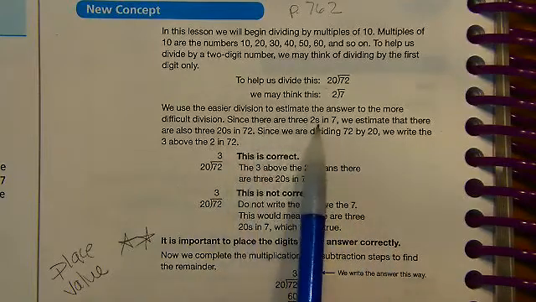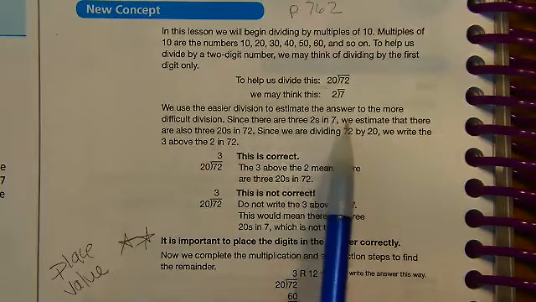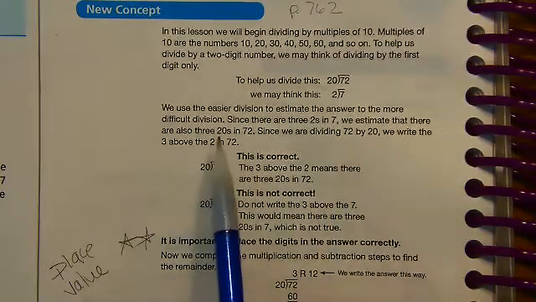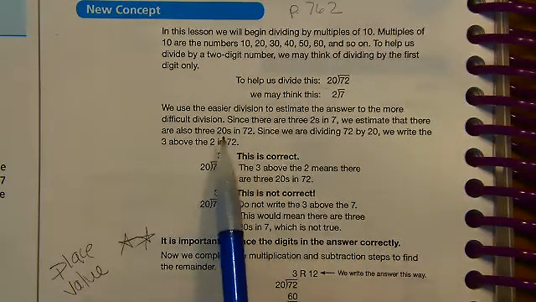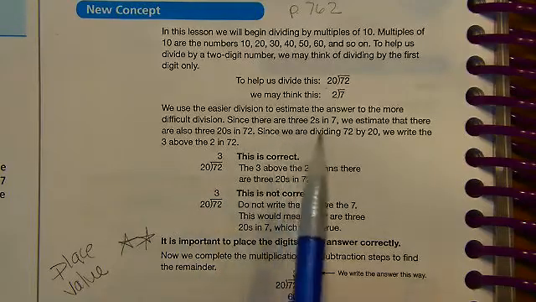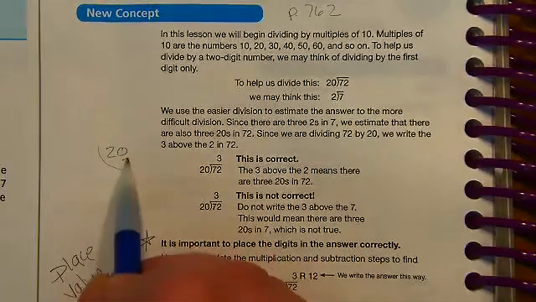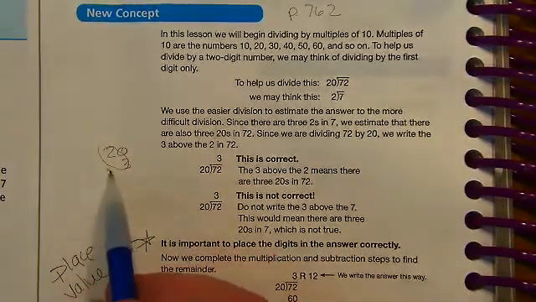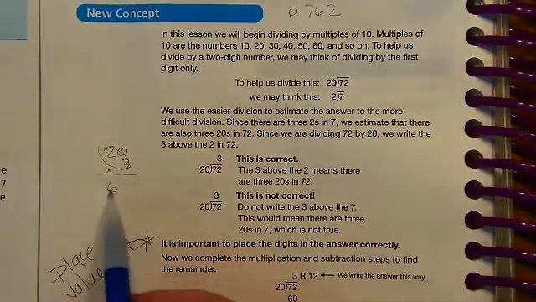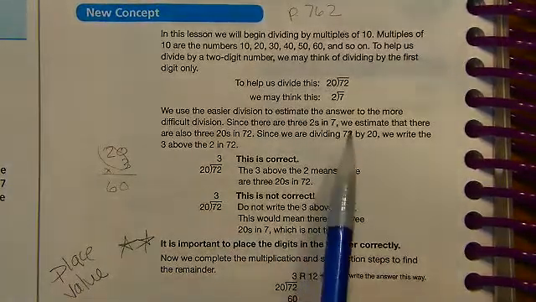Since there are 3 2's in 7, because 2 times 3 is 6, that'll get us very close. We estimate that there will also be 3 20s in 72, because 3 times 20 is 60. Because remember we did these before? We do this, and we know that that's a 6, and I just put the 0 back on, okay? That's what they're showing you.